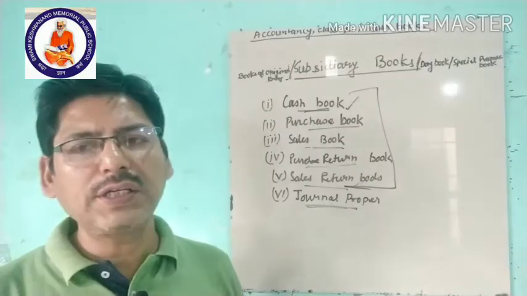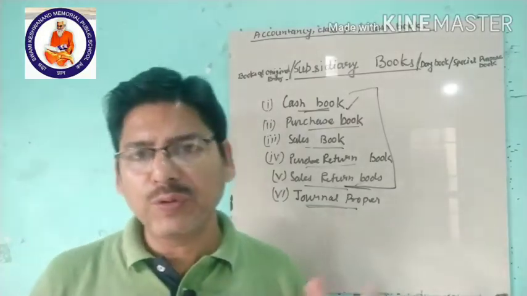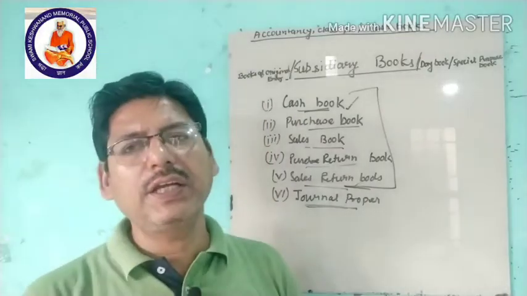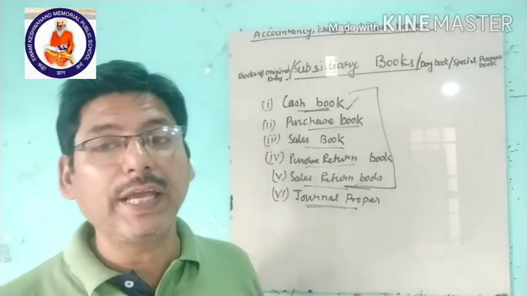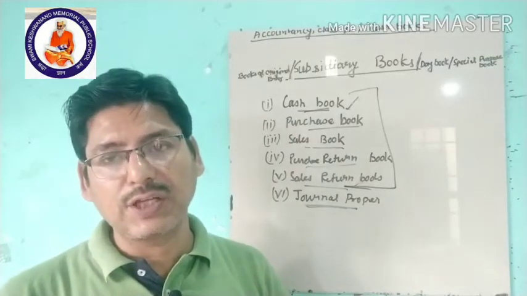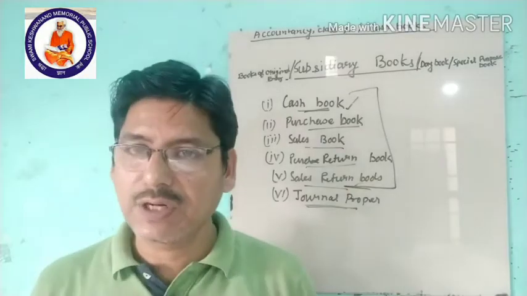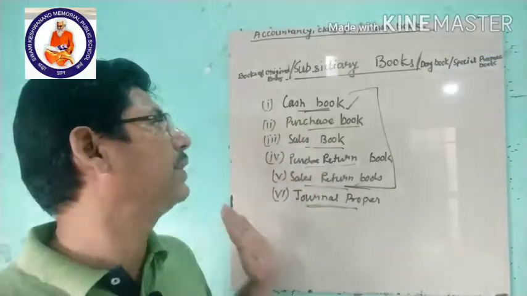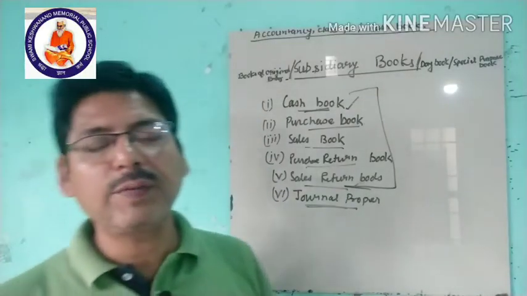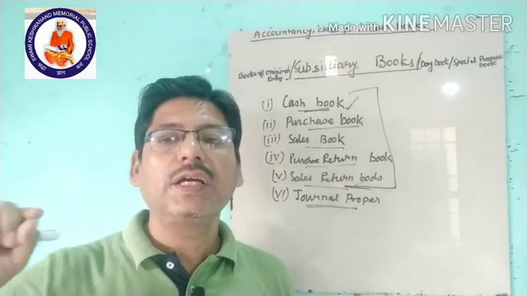So in a business, all these books can be maintained, or only a few books can be maintained as per the requirement of the business. It is not necessary that if a business is maintaining books, it has to maintain all of them. As per convenience, as per the size of the business and its requirement, books can be maintained accordingly. Okay, these books are called so because whenever a transaction takes place, it is first recorded, as we were recording in the journal.